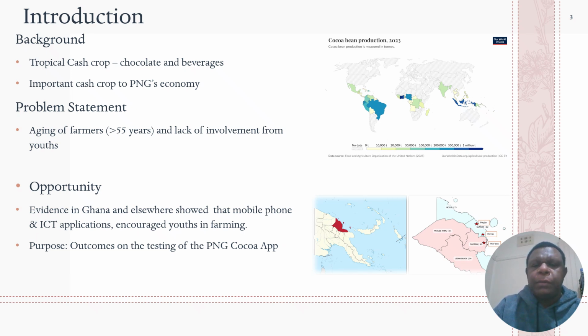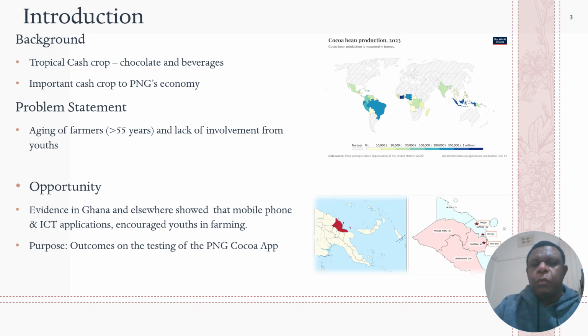However, there are also problems being faced as a country. One of them is the aging of the farming population and the lack of interest from young people, mostly due to urban migration. This problem is consistent elsewhere as well. In other places like Ghana, mobile phones, ICT and digital technologies have encouraged youth to engage in cocoa farming. Recognizing this, it also presents an opportunity for us.